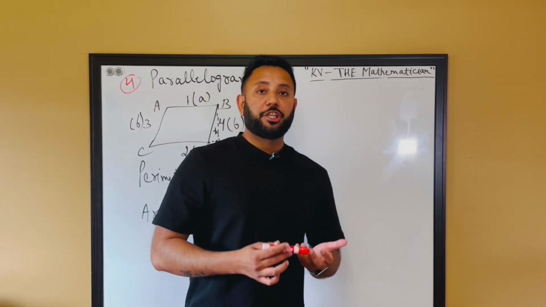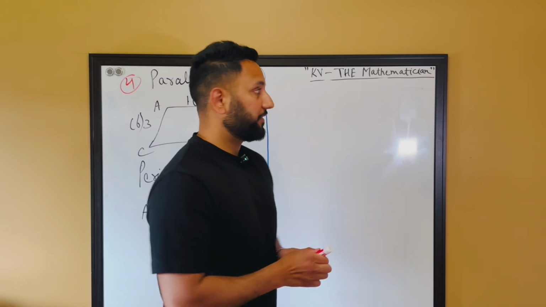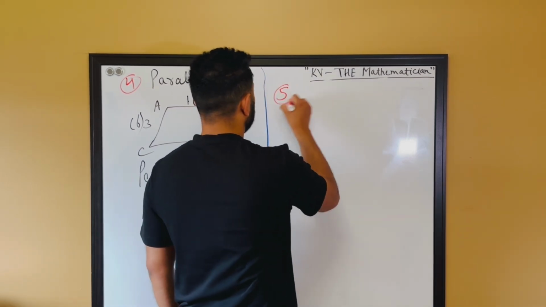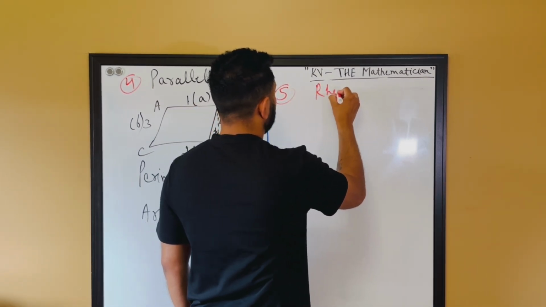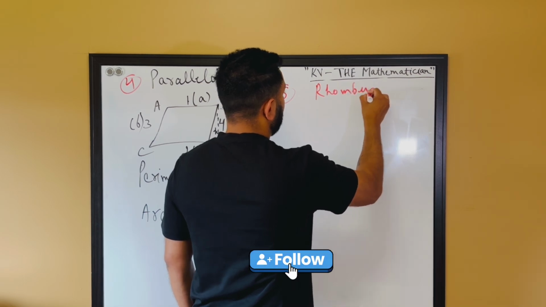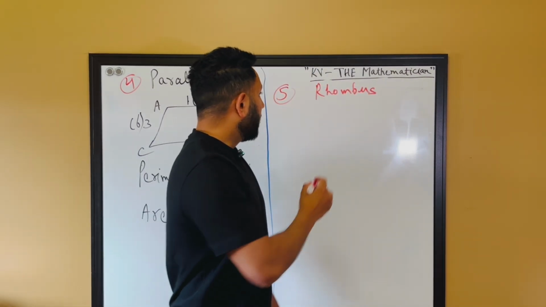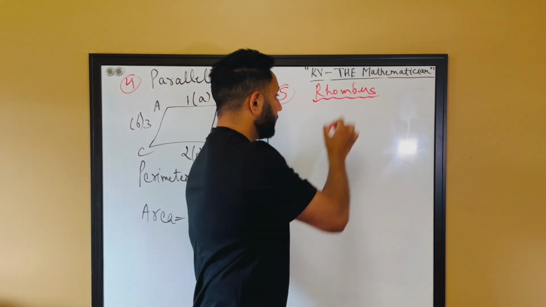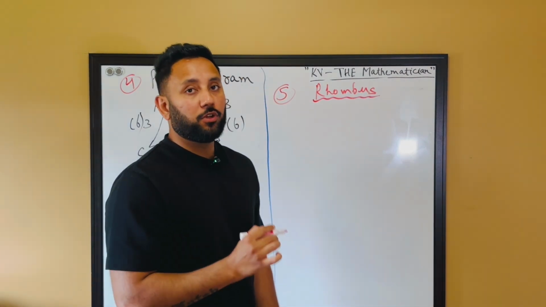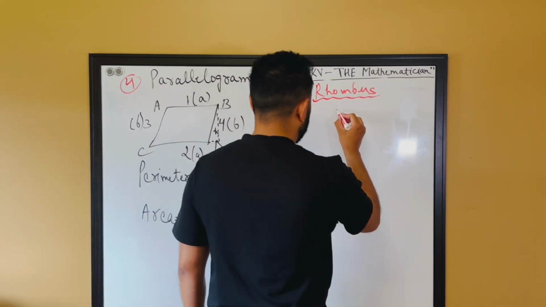So the last shape that we're going to discuss today is a rhombus. Rhombus is a special case of a parallelogram. In rhombus, all the sides are equal and parallel. So how are we going to draw it?